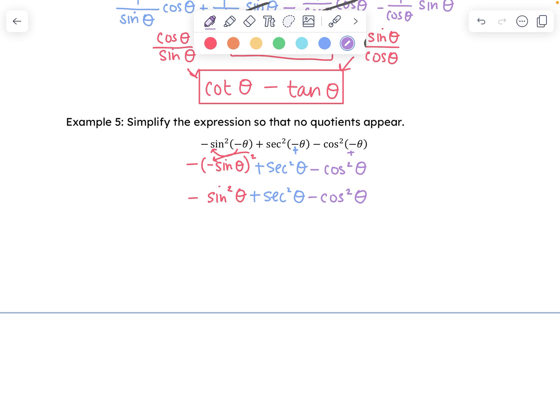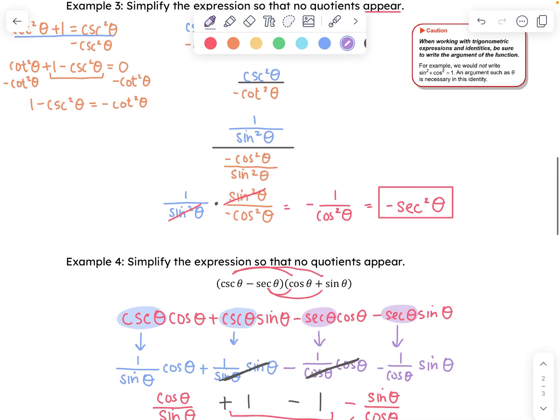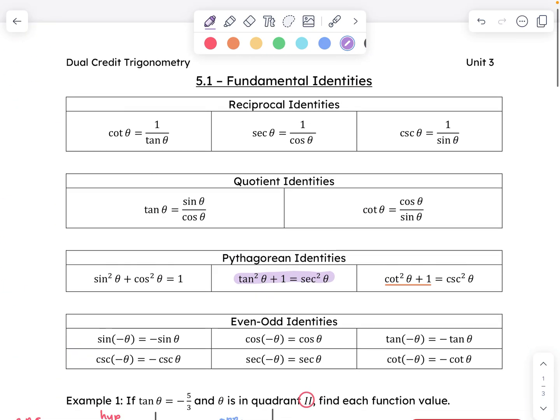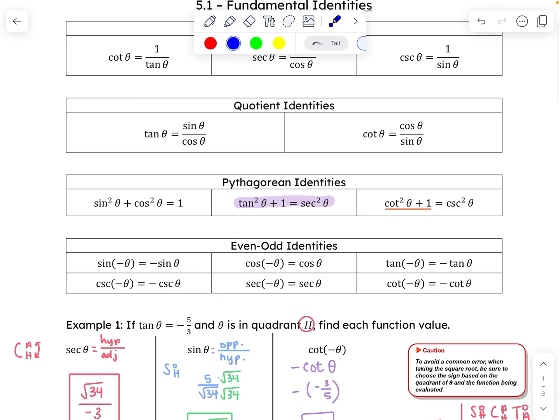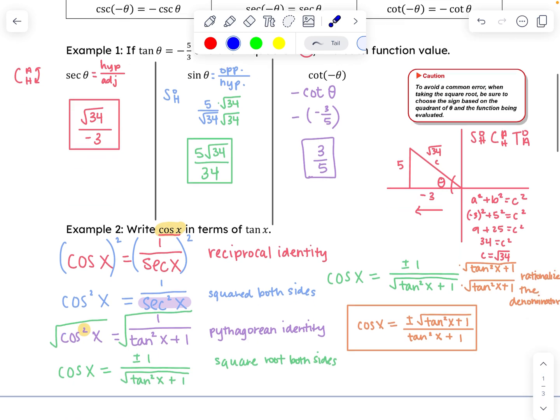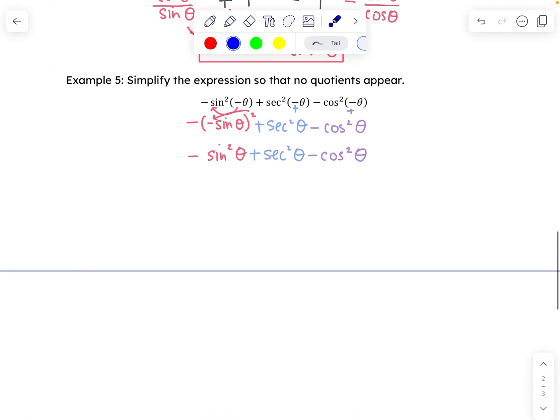And then anytime you see squareds, sine squared, secant squared, cosine squared, you should start to think about your Pythagorean identities. So if I've got sine, secant, and cosine, let's see if any of those pair together for a Pythagorean. And if you look, sine squared and cosine squared do pair together to give me a 1. Sine squared plus cosine squared gives me 1. However, I have both of them as negatives. We're going to have to do a little manipulating here. I'm going to first bring them together.